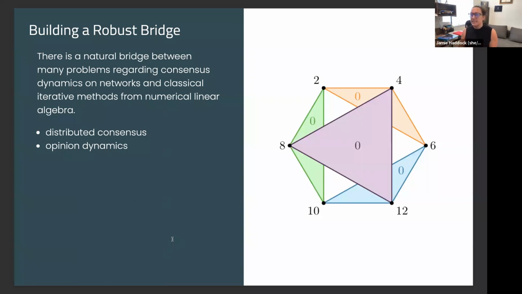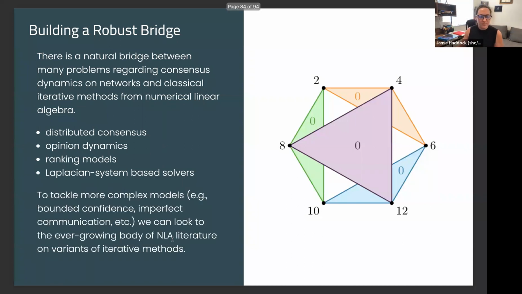So in opinion dynamics, they do this kind of averaging scheme, but with bounds meant to model how people actually truly interact on social networks. I'm interested here in ranking models, where there's really interesting graph topology under the models. I think it could be applied in Laplacian system-based solvers. I think we could use kind of pull results the opposite direction.